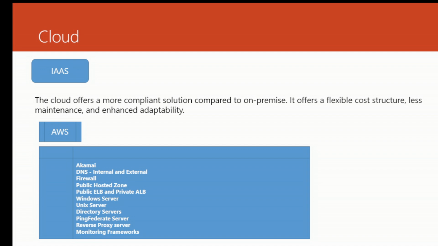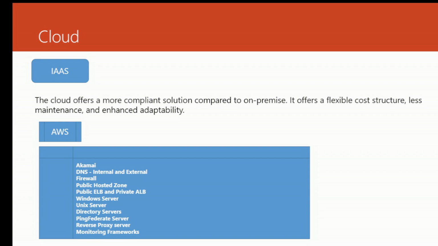So now here you can see whatever things you can see here: DNS, Akamai, firewall, public hosted zone. Akamai is a different thing, right? Akamai is something we are using on-premise also, for edge computing or as a content delivery network, I think. So that the service is a little faster, and it doesn't have to go through the entire path again and again, right?